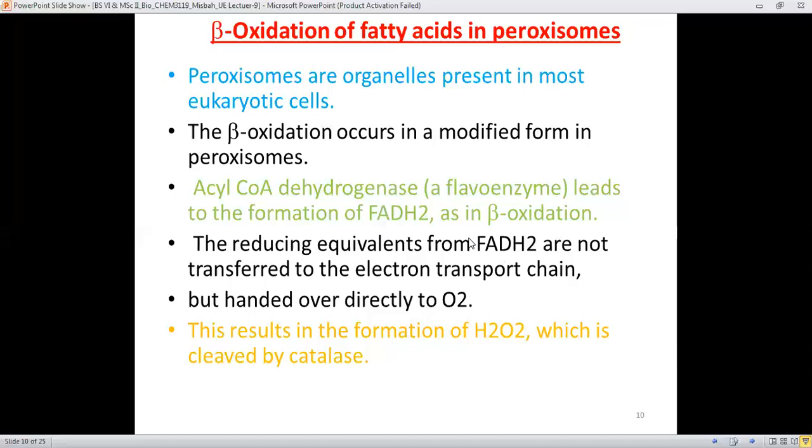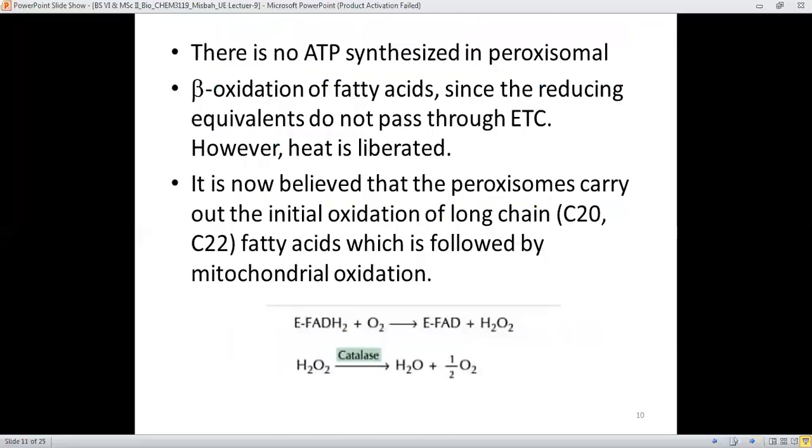But here, this reduced form is handed over to the oxygen. Therefore, it results in the formation of hydrogen peroxide. And here you can see the reactions, like FADH2 is released in peroxisomes.